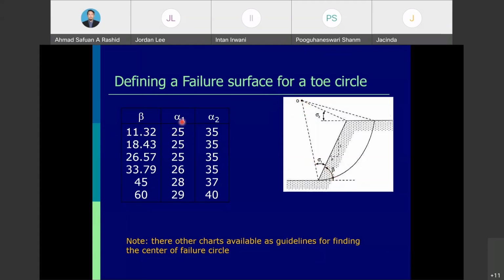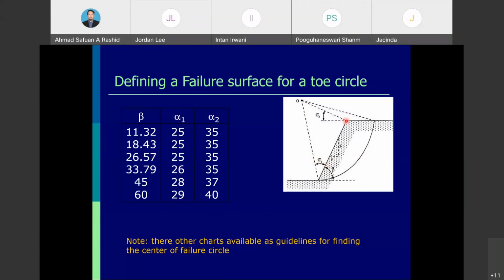We need to use the protractor. So for example, we need to construct for the alpha. Actually, this is sigma, not alpha. In the diagram it shows sigma, sigma one, sigma two. So for example, if the angle of the slope is 11.32, we need to construct for the alpha or for the sigma 1, 25.